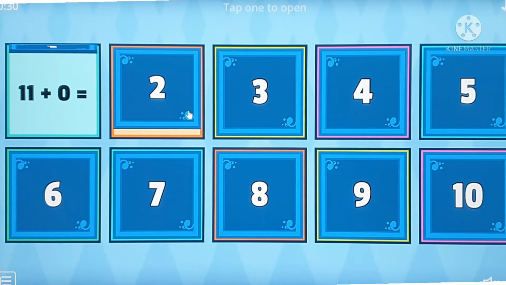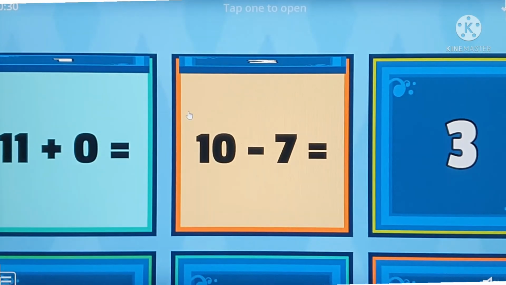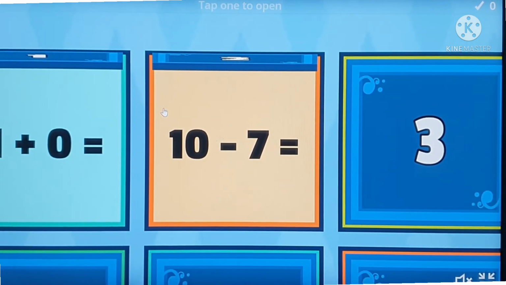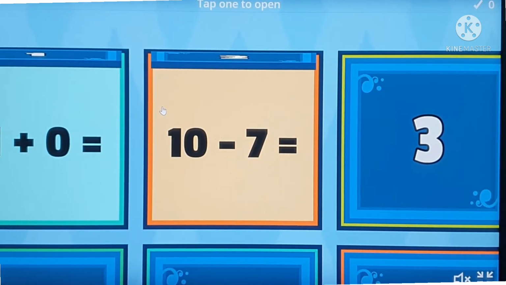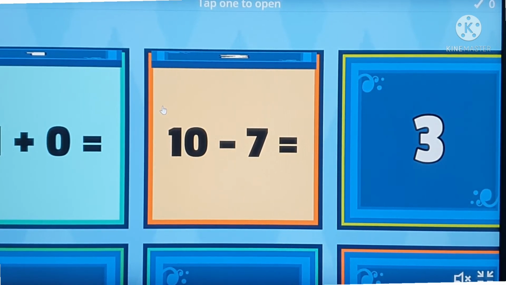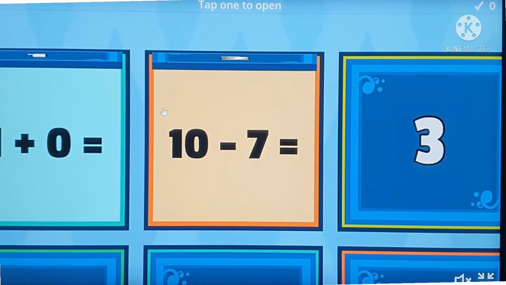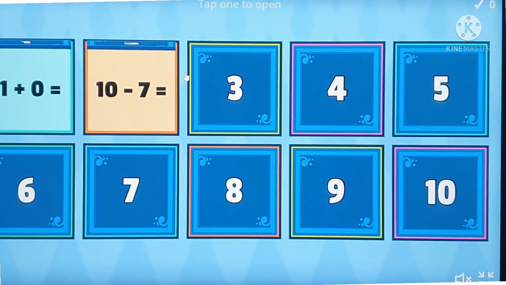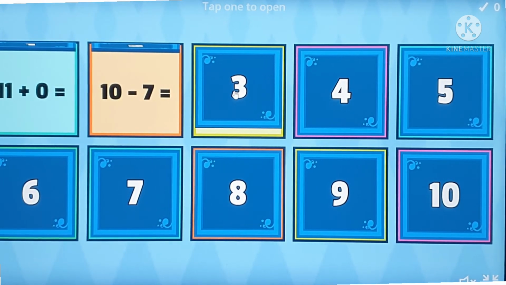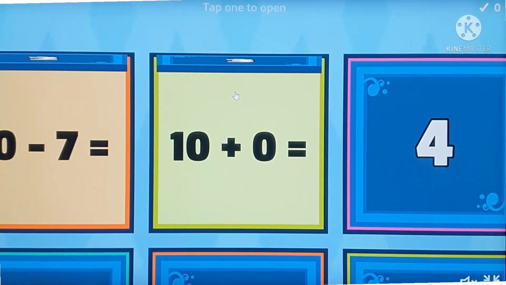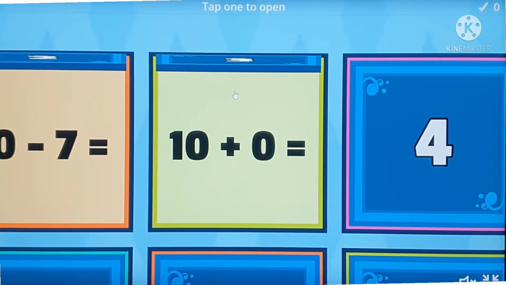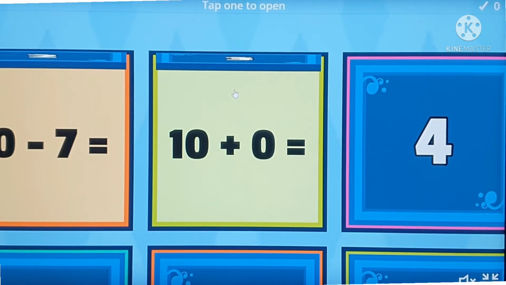Number 2. 10 minus 7 is equals to? Let's go to number 3. 10 plus 0 is equals to?